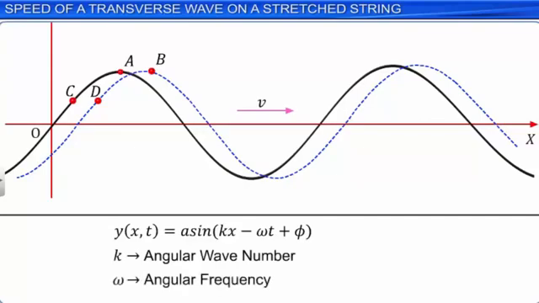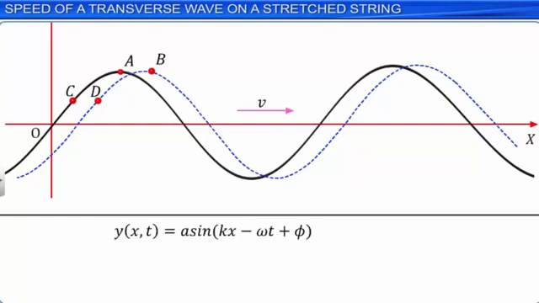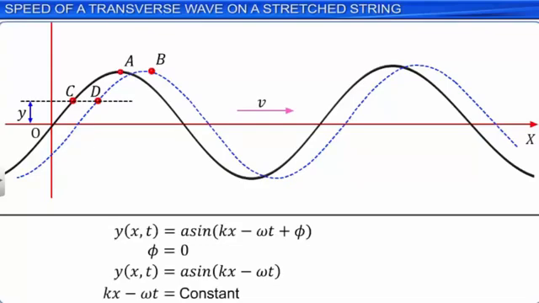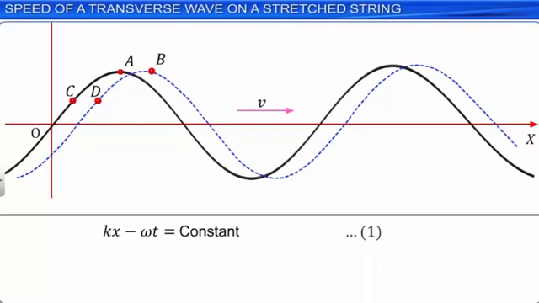For particles C and D, y is the same. Therefore, kx minus omega t is a constant. Let this be equation 1. As the wave propagates, the values of x and t between particles C and D are changing. So, to keep the value of kx minus omega t constant, as x increases, t should also increase. To find the speed of the wave v, we differentiate equation 1 with respect to time t.